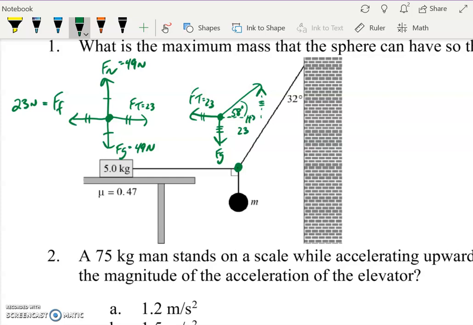And so now that we know one side of the triangle and the angle, we can use cosine of 58 and this side of 23 here. Well, pardon me, not cosine. Tangent of 58 and to find the opposite side. That opposite side is 36.9 newtons. So our force of gravity is 36.9 newtons. If we divide that by 9.8, we get a mass of 3.76 kilograms.